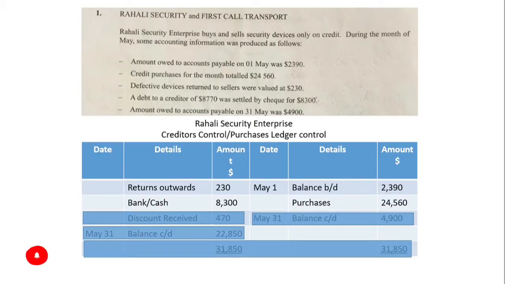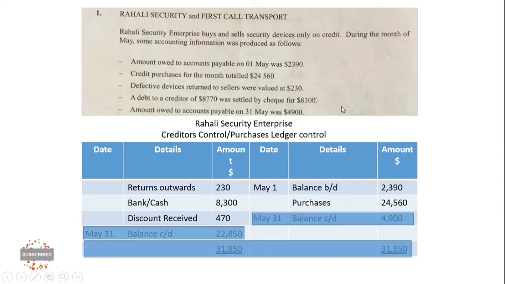If you remember, based on the format, discount received is placed on the debit side in the purchases ledger control, because it reduces the amount that you owe to your suppliers or creditors. And so discount received is entered there for $470. Pay attention to these little transactions that CSEC will try to test you on. You have to think about it.